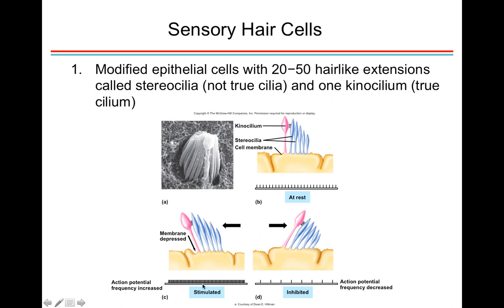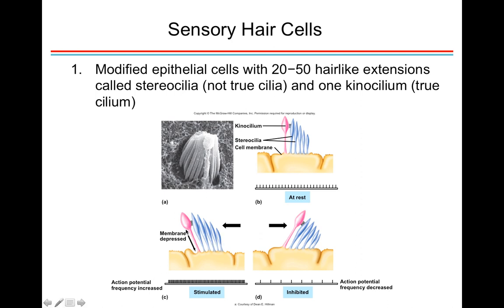So if the stereocilia move towards the kinocilium, this is going to increase the frequency of action potentials. That's going to be a major depolarization event, and you get very, very frequent action potentials. However, if the stereocilia are moving away from the kinocilium, there's going to be a decreased frequency of action potentials. And there is a basal frequency of action potentials occurring at rest.